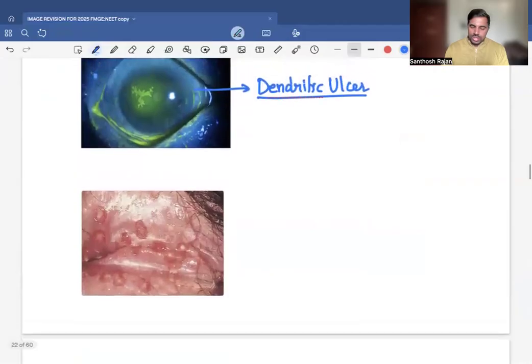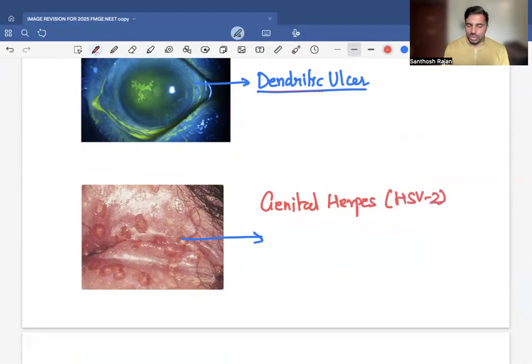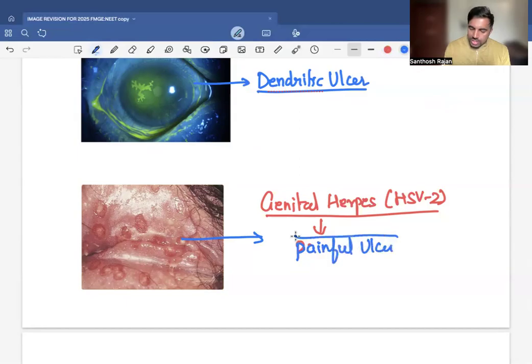Now, look at this. This is genital herpes, right? Whenever there is genital herpes, you are talking about HSV2. You know it very well. Frequently asked question. It is very, very painful. This is a painful ulcer, with multiple vesicles you can see.